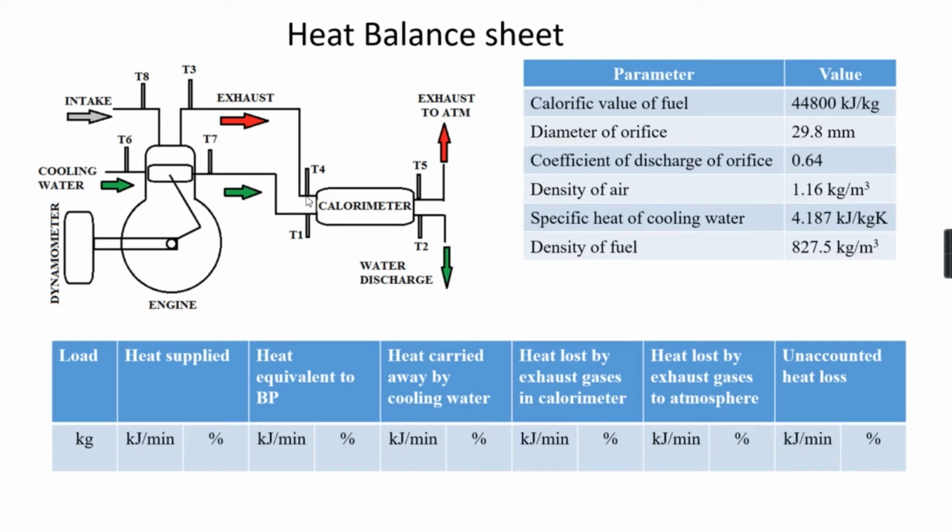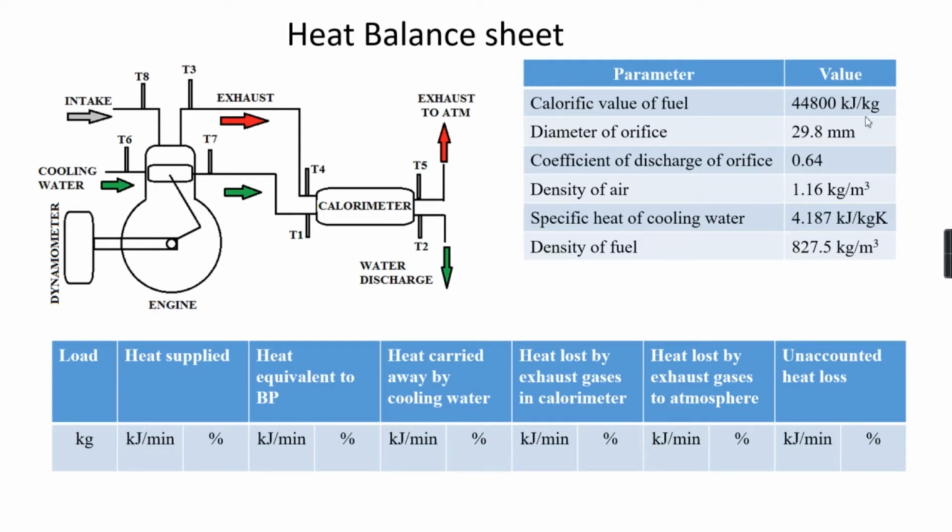Here T4 is the temperature of exhaust gas going inside the calorimeter, and T5 is the temperature of the exhaust gas coming out of the calorimeter. From here the exhaust gases will be thrown into the atmosphere. So how to calculate the heat balance sheet?